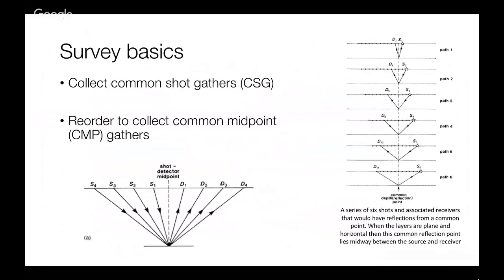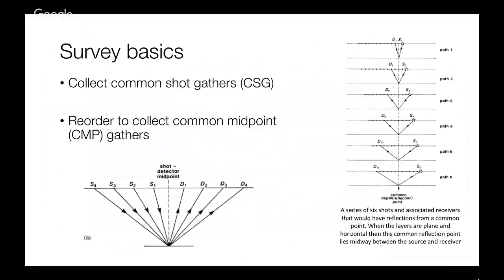And so we're looking at all the different shots, and we're basically collecting the pairs of shots and receivers that share the same reflection point at depth. And we're putting all of those into a gather of your traces.